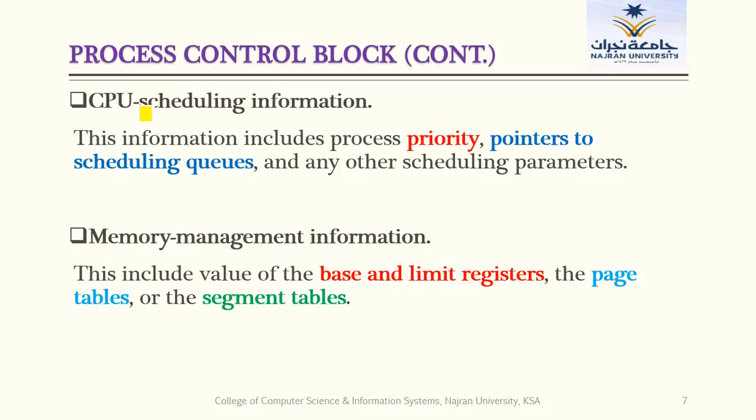Then we saw CPU scheduling information, and this includes priority, pointers to scheduling queues, and any other scheduling parameters. So how do we schedule which process we have to execute first? You will get more detail about scheduling information in the lecture slides of week number 6. Then we have memory management information. We already discussed that this includes the value of the base and limit registers, page table, segmentation, and many things. These are also very big topics that we will discuss in coming lectures.